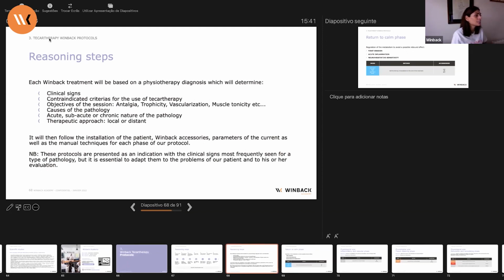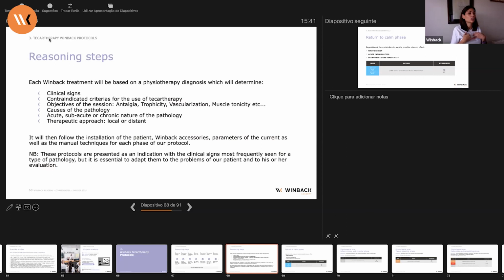So what about the reasoning steps? Each Winback treatment will be based on a physiotherapy diagnosis. So we have to do good evaluation that will determine the clinical sign, the contraindicated criteria for the use of Tecar, the objectives of the session, if it's the analgesia, the trophicity, the vascularization, the muscular tonicity, what were the causes of the pathology of the disturb, if you are in acute, subacute, or chronic nature of the pathology, which therapeutic approach we are going to choose.